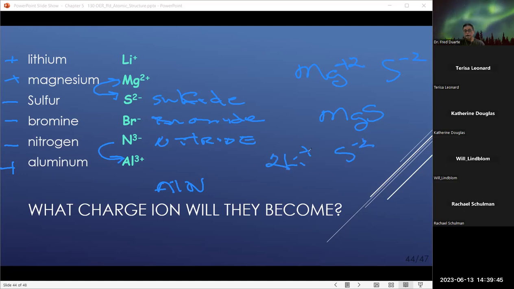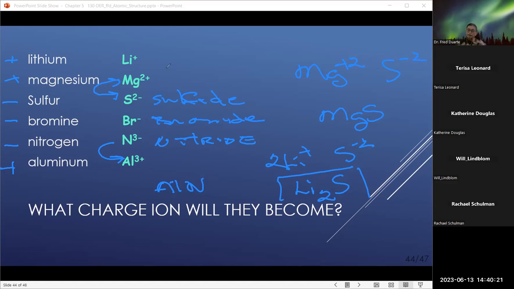2 lithium because I need 2 positives to cancel out the -2 of the sulfide. So this 2 becomes a subscript. So the formula for lithium sulfide would be as follows: lithium subscript 2 sulfide, lithium sulfide. Okay, so I can do a mix and match. I got lithium sulfide, lithium bromide, lithium nitride, magnesium sulfide, magnesium bromide, magnesium nitride, etc. Aluminum nitride, aluminum bromide, and so on and so forth.